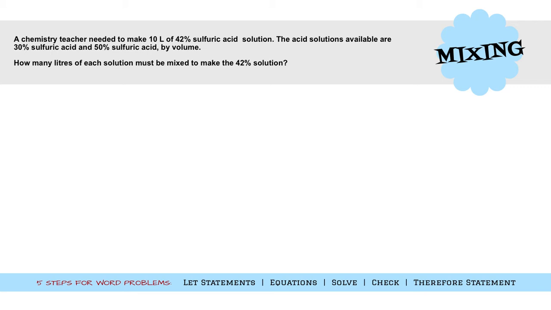My second example is a mixing example. A chemistry teacher needed to make 10 liters of 42% sulfuric acid solution. The acid solutions available are 30% and 50% by volume. How many liters of each solution must be mixed to make the 42% solution?